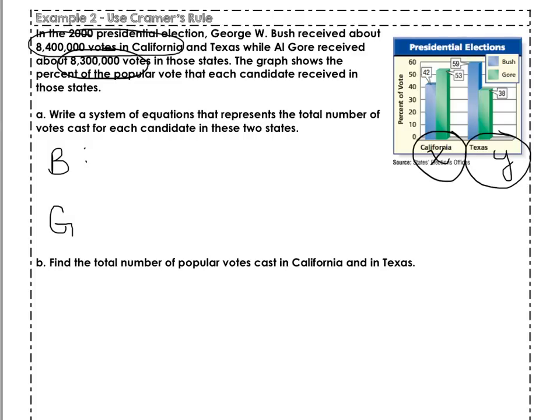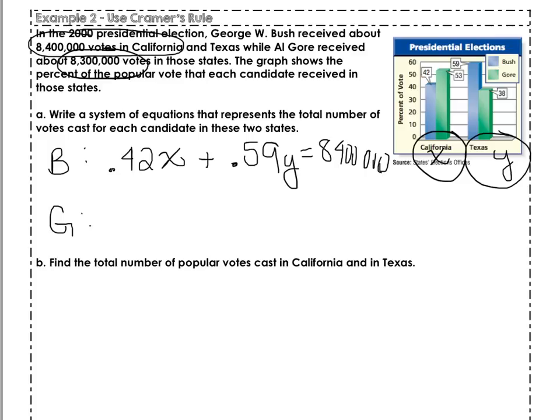So 42%, that's actually the same as my decimal of 0.42. And it's multiplied by the number of votes in California. And his votes in Texas were 59%, so 0.59y. That's going to be equal to our big number of 8,400,000. 1, 2, 1, 2, 3. Hopefully you can read that chicken scratch.